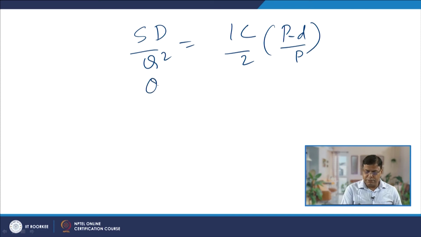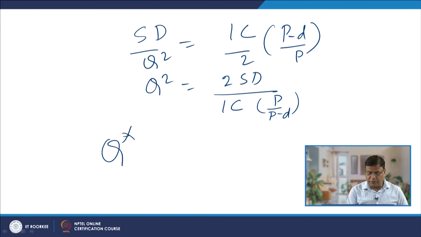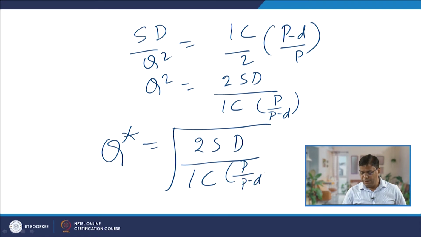On solving this further, Q square will be equal to twice of S D divided by I C into P divided by P minus D. So, the equation for the economic order quantity becomes square root of twice S D divided by I C into P divided by P minus D.